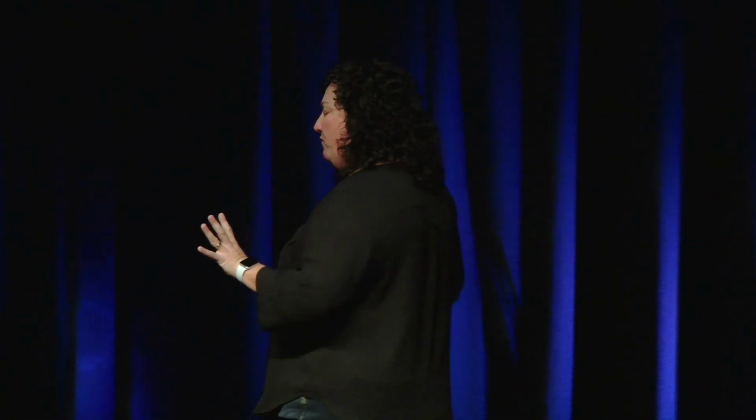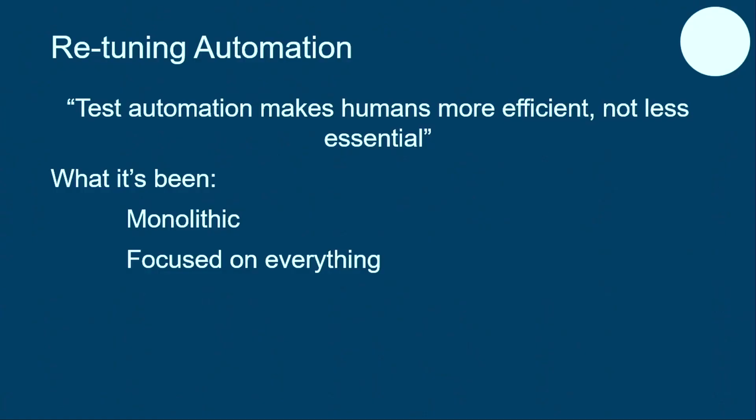But we've already put a barrier in from the test automation because it's so big and monolithic that we have to run them when no one else is using the system, and generally overnight, right? So it's tended to be more monolithic. It's focused on everything, and by everything I mean everything, right?